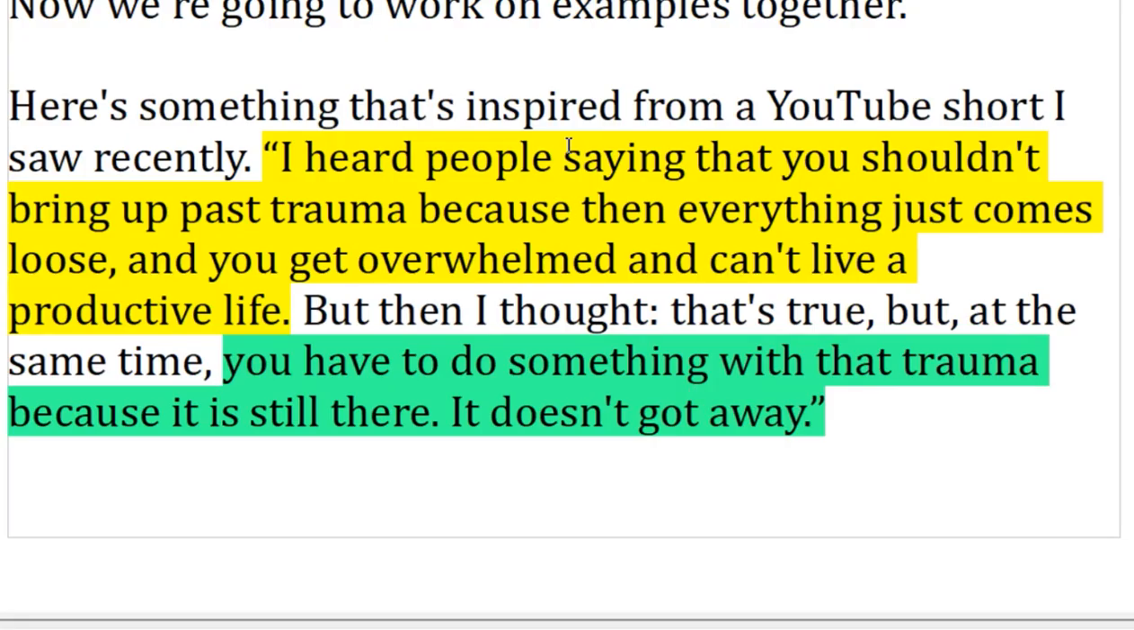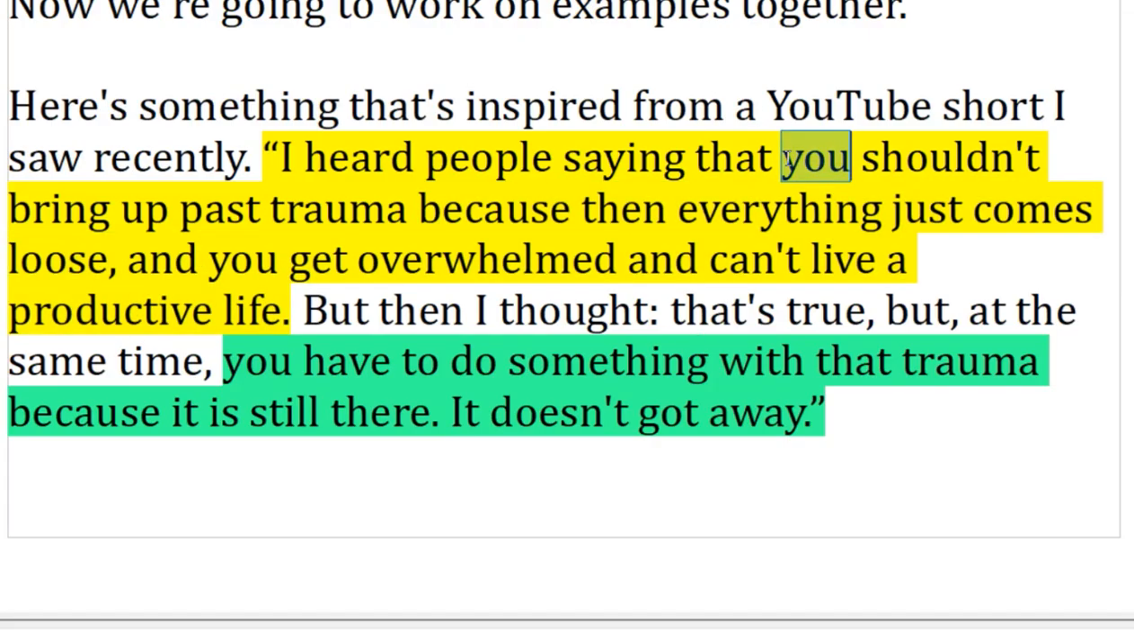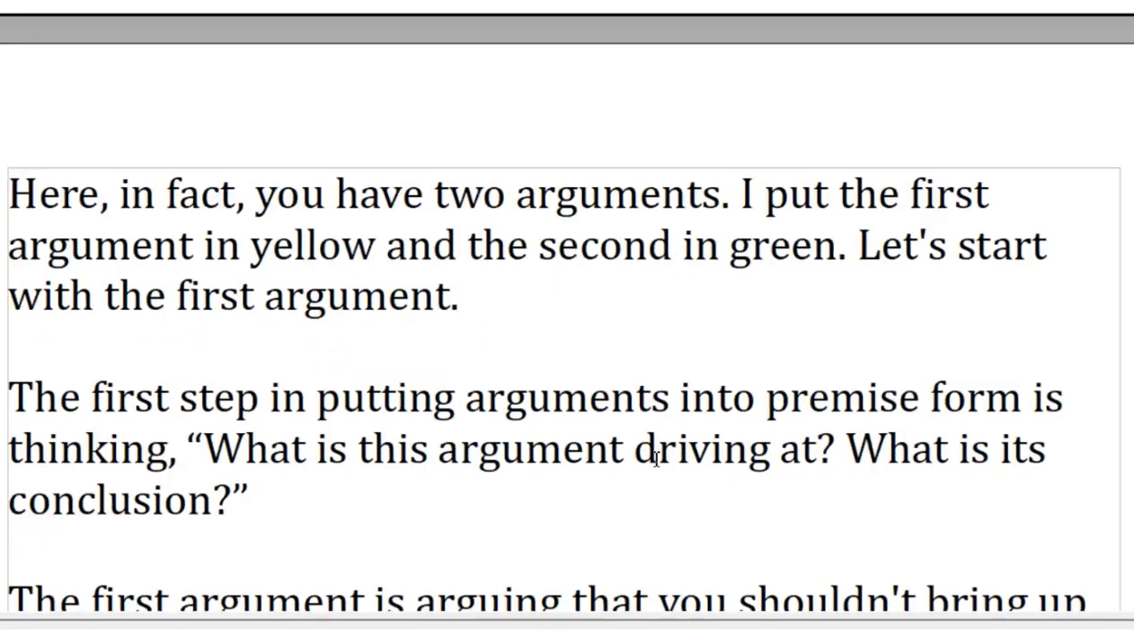The ultimate thing they're driving at is that you shouldn't bring up past trauma. Everything else after that in the statement is the reasoning. Those are the premises of the argument. But what this person wants people to believe is that you should not bring up past trauma. Now remember, I'm not saying I agree with this. We are just using this as an example of learning how to think about what other people are saying, even if we disagree. Okay, you shouldn't bring up past trauma.